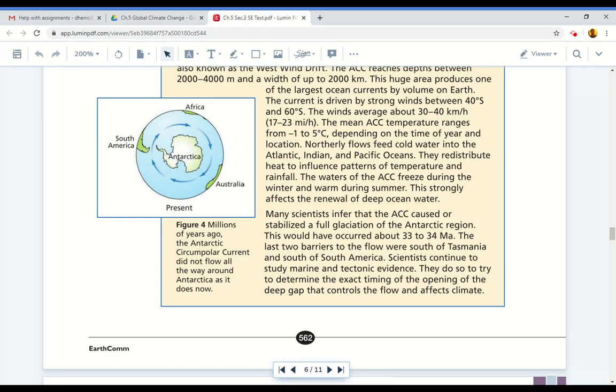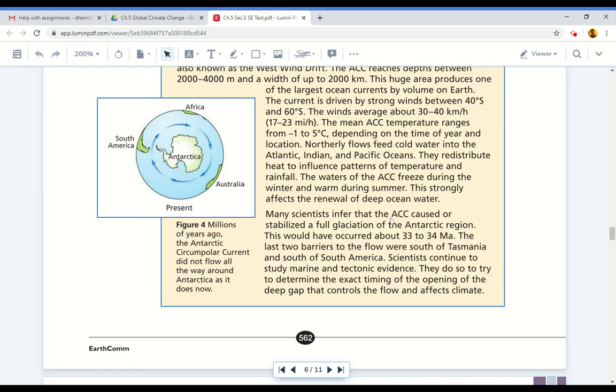Depending on the time of year and location, northerly flows feed cold water into the Atlantic, Indian, and Pacific Oceans. They redistribute heat to influence patterns of temperature and rainfall. The waters of the ACC freeze during the winter and warm during summer. This strongly affects the renewal of deep ocean water.